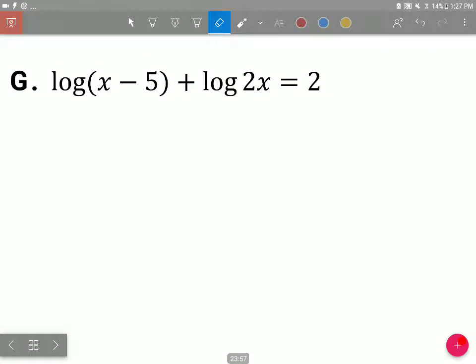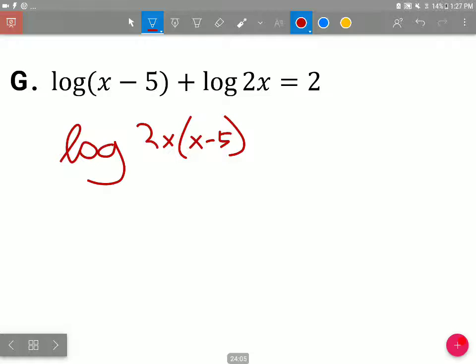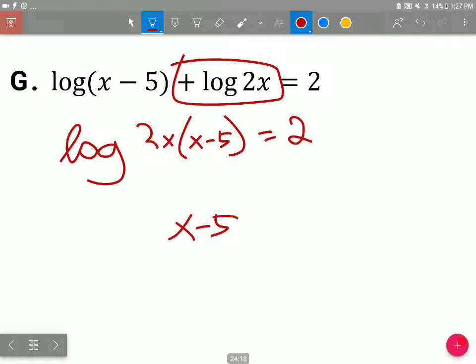Yep. So we get, oop, that's a pencil. That's an eraser. I mean, log of 2x times x minus 5. They're both positive, they both go on top. Equals 2. If one were negative, let's say this one were negative, it would be x minus 5 over 2x. Because remember, the positive ones are on top, the negative ones are on bottom. Remember that? That's how it goes.